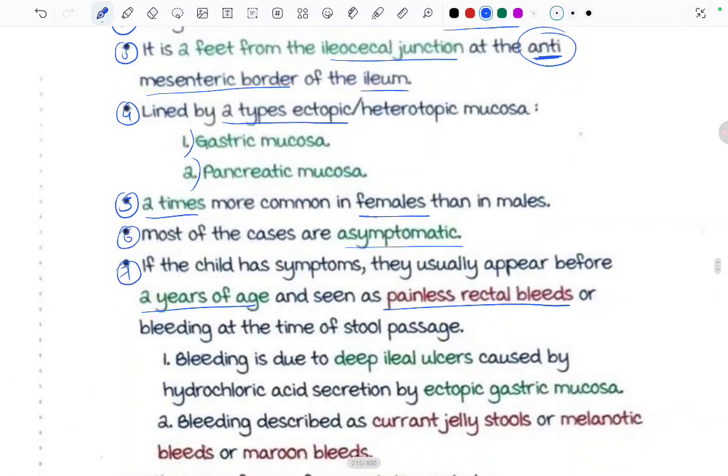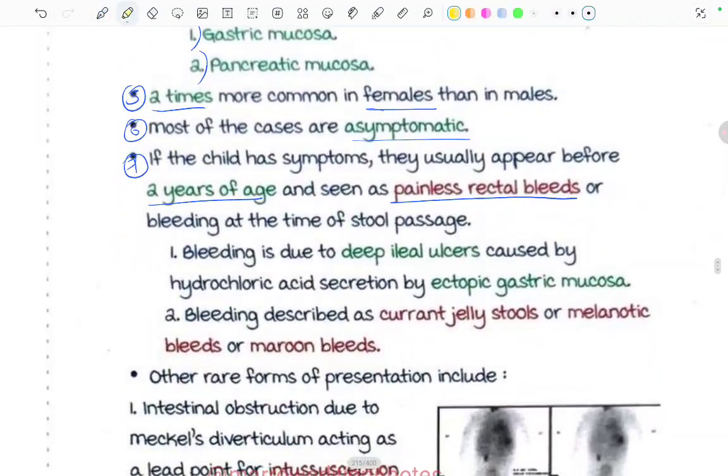Fine. So Meckel's diverticulum, remember it in less than 2 years children as a differential diagnosis for bleeding at the time of passing of stool. Painless rectal bleeds are present. Bleeding is due to the deep ileal ulcers caused by the hydrochloric acid secretion by the ectopic gastric mucosa. Fine, so there are deep ileal ulcers which cause the bleeding, and bleeding described as the currant jelly stools or the melanotic bleeds or maroon bleeds.